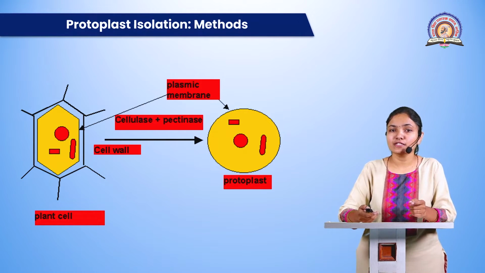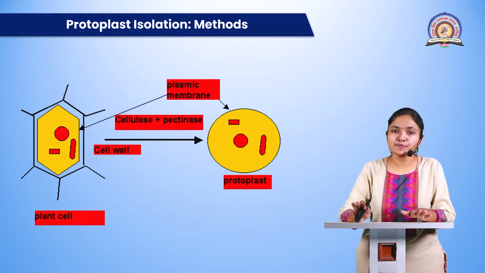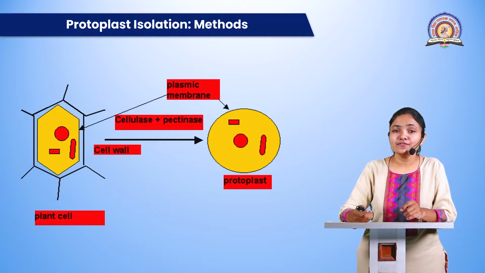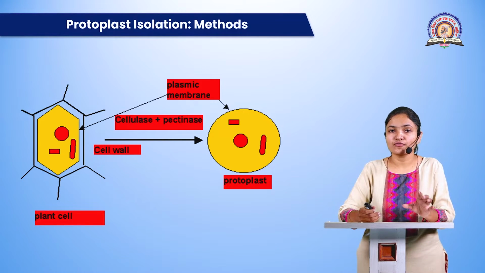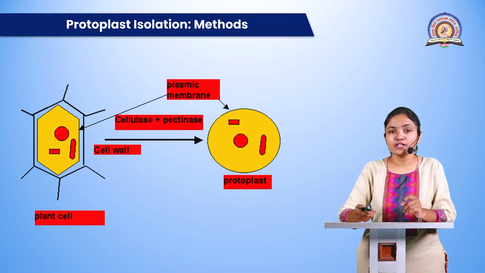And one of the things that you can see in the diagram is simply to digest the cell wall using suitable enzymes. The enzymes, as we know, are very specific in their action. They will digest a specific part of the plant cell, which is the cell wall, and later on it will give us a good yield of protoplast. So here you can see a yellow colored, round, spherical protoplast which does not have the cell wall.